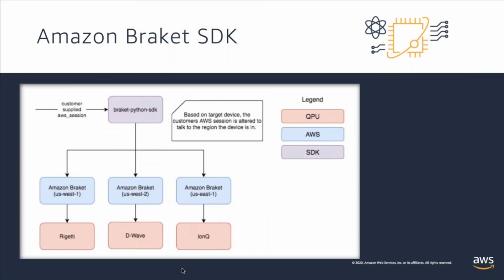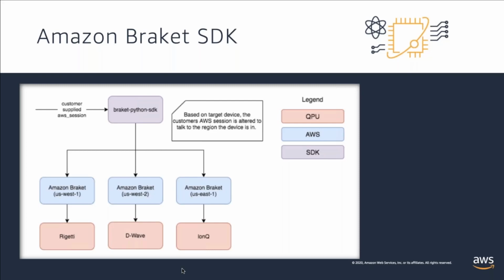However, the Amazon Braket SDK makes it really easy for customers to access different devices by just changing a single line of code. Depending on the backend and device that you choose, the Amazon Braket SDK will automatically route your request to the correct endpoint in the respective region of your quantum hardware provider.